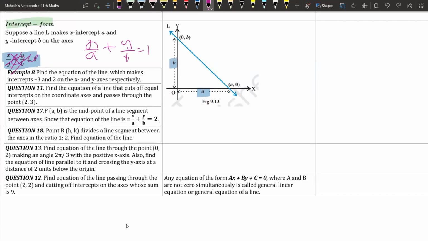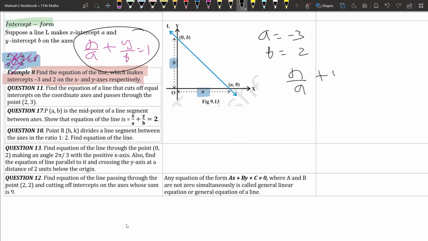Let's find out some questions based on this. We can do the first question here. It says, find the equation of a line which makes an intercept minus 3 and 2 on the x and y axes respectively. Very easy. As you can see, the x-intercept is denoted by a, so a is minus 3, and the y-intercept, which is denoted by b, is 2. So clearly we'll be applying this formula, x over a plus y over b is equal to 1. Replacing a, which is minus 3 in this case, and b with 2. By taking LCM, we'll get 2x minus 3y is equal to minus 6.